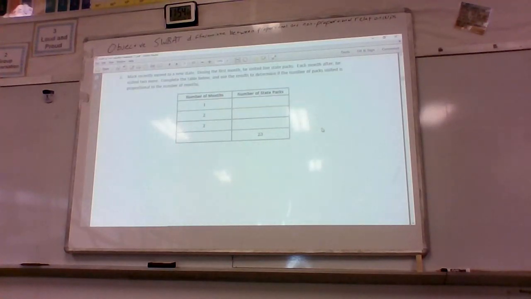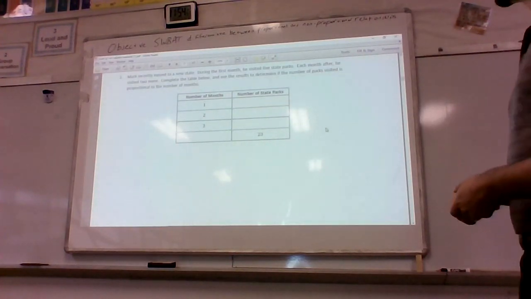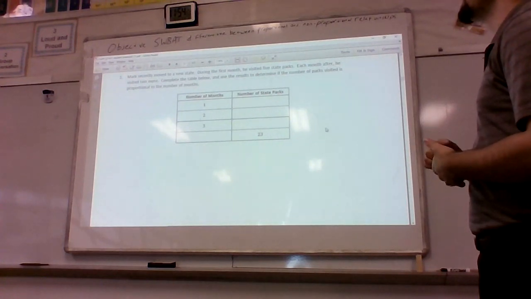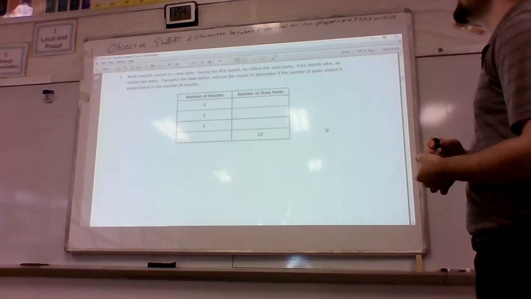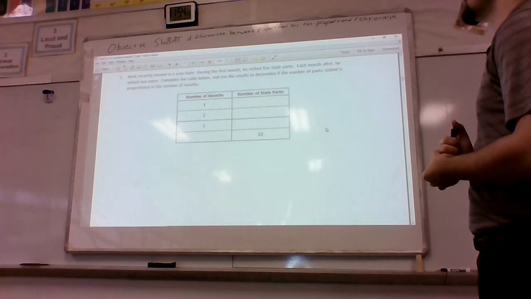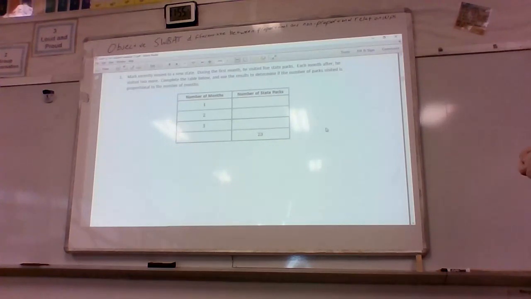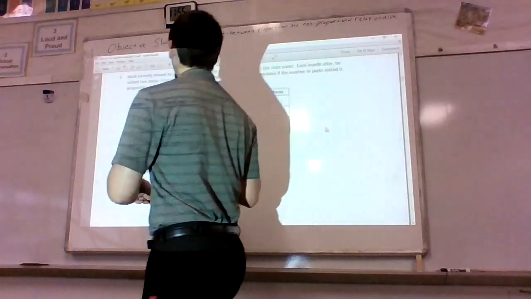Mark recently moved to a new state. During the first month, he visited 5 state parks. Each month after, he visited 2 more. Complete the table below and use the results to determine if the number of parks visited is proportional to the number of months. Okay, let's find important information.